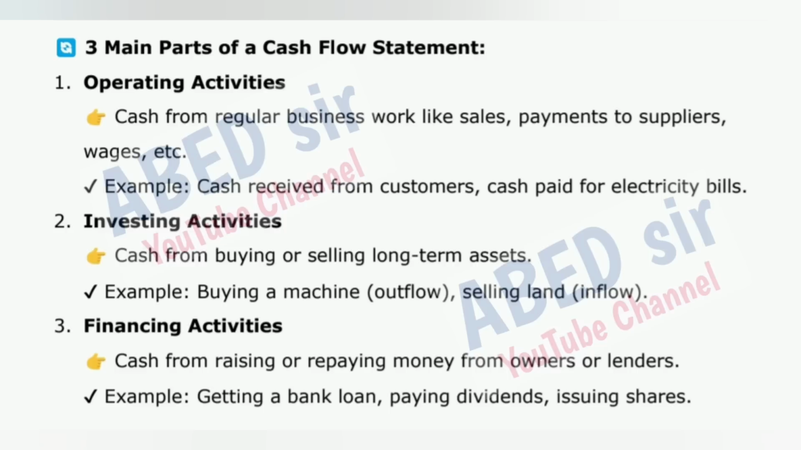2. Investing activities. Cash from buying or selling long-term assets. Example, buying a machine, outflow, selling land, inflow. 3. Financing activities. Cash from raising or repaying money from owners or lenders. Example, getting a bank loan, paying dividends, issuing shares.